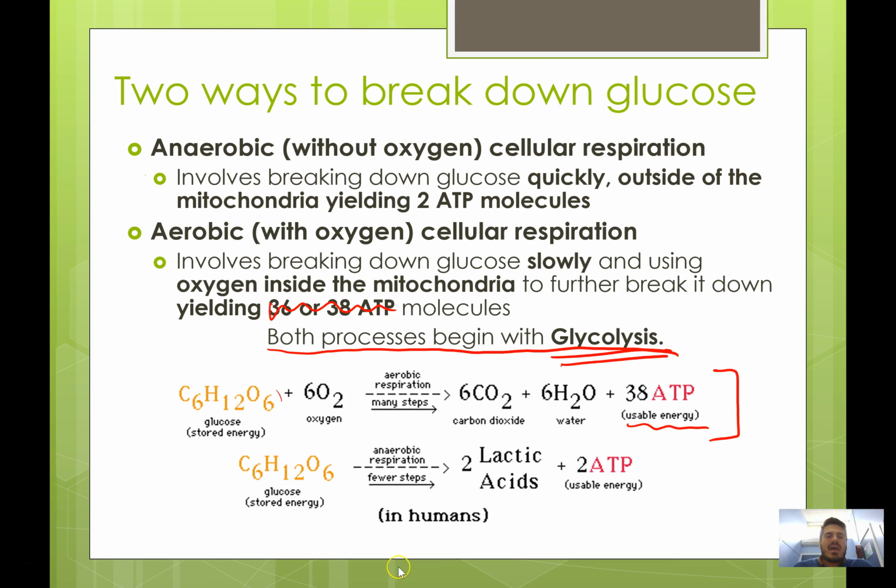Anaerobic cellular respiration happens very similarly, just instead of getting this whole big breakdown, we're just going to get lactic acid and 2 ATP being formed if we're talking about humans. If we're talking about plants, we get the same thing, just instead of 2 lactic acid and ATP, we get 2 ethanol and 2 carbon dioxides and 2 ATP. That's just the difference of fermentation, what we call lactic acid and alcoholic fermentation.